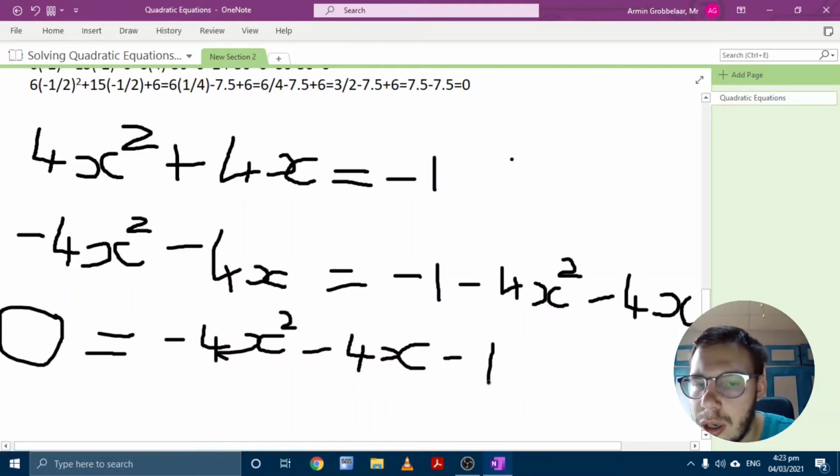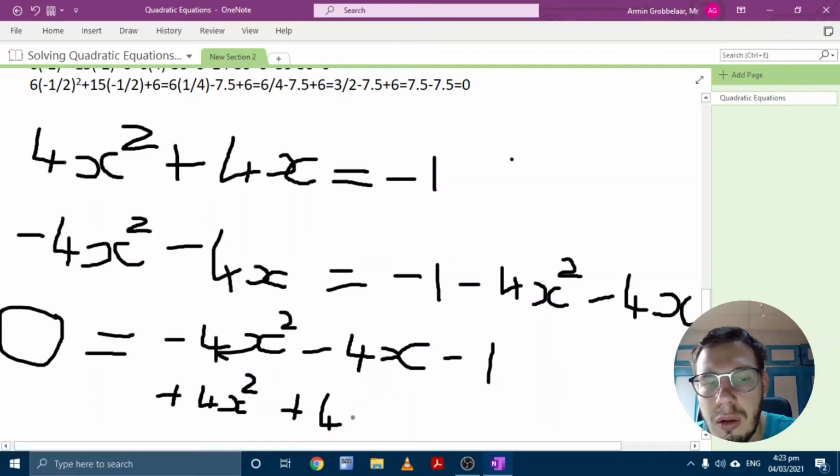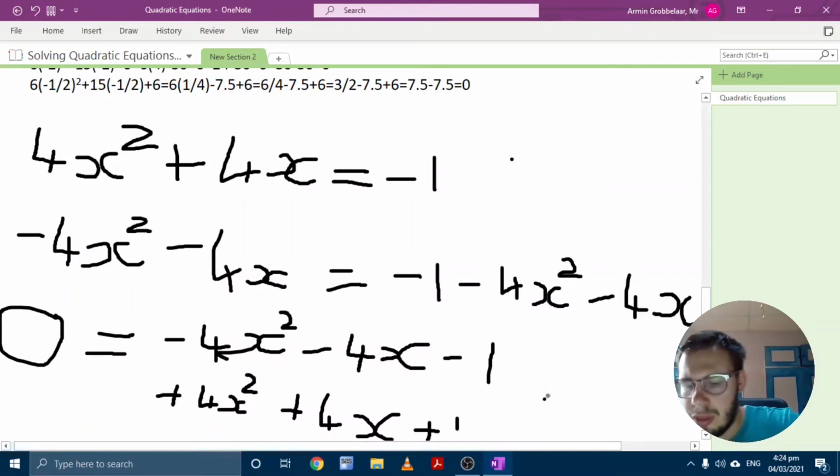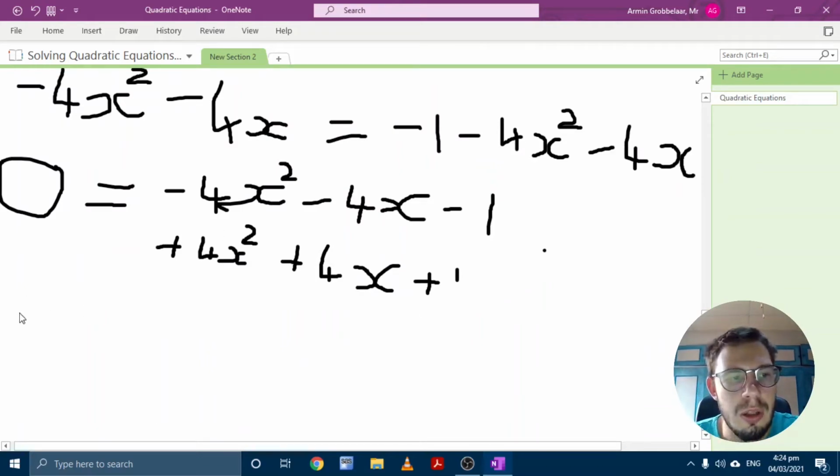minus 1. But this is still not in the form that we wanted because there's a minus 4 in front of the x squared. So we're looking for a positive number in front of the x squared. So what I'm going to do is add 4x squared, add 4x, and add 1. But because I did it on the right side, I also have to do it on the left side.